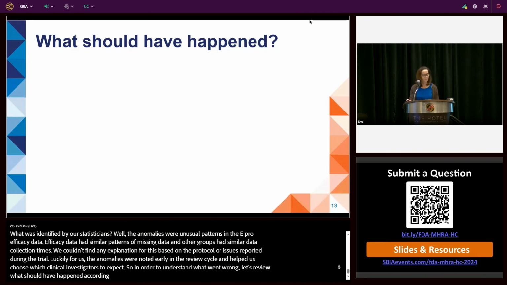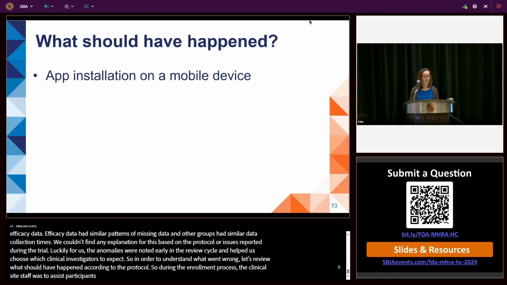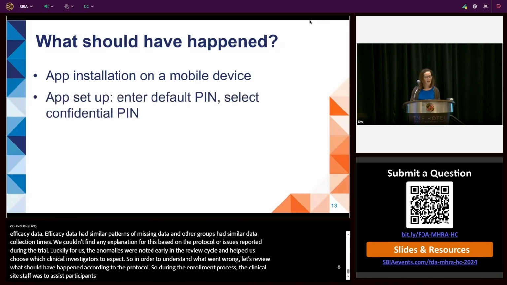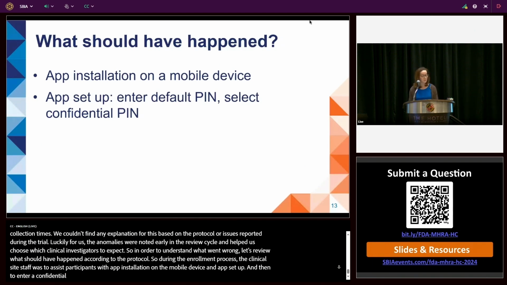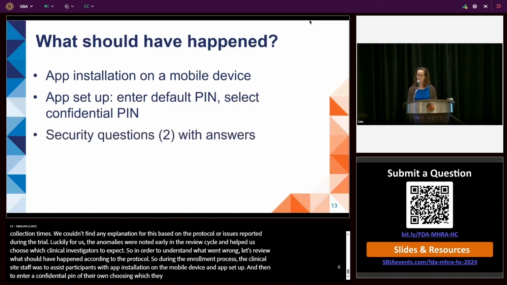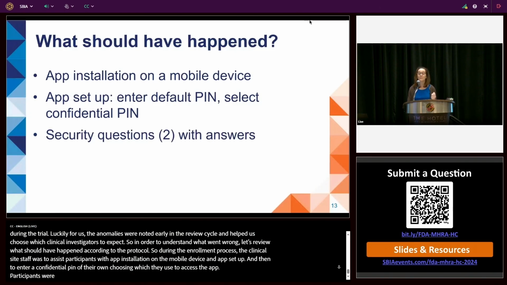During the enrollment process, the clinical site staff was to assist participants with app installation on a mobile device, and then with app setup. This required that the participant enter a default PIN, which was provided by the site staff, and then enter a confidential PIN of their own choosing, which they would then use to access the app. Participants were then asked to choose 2 security questions and to provide answers to those questions.